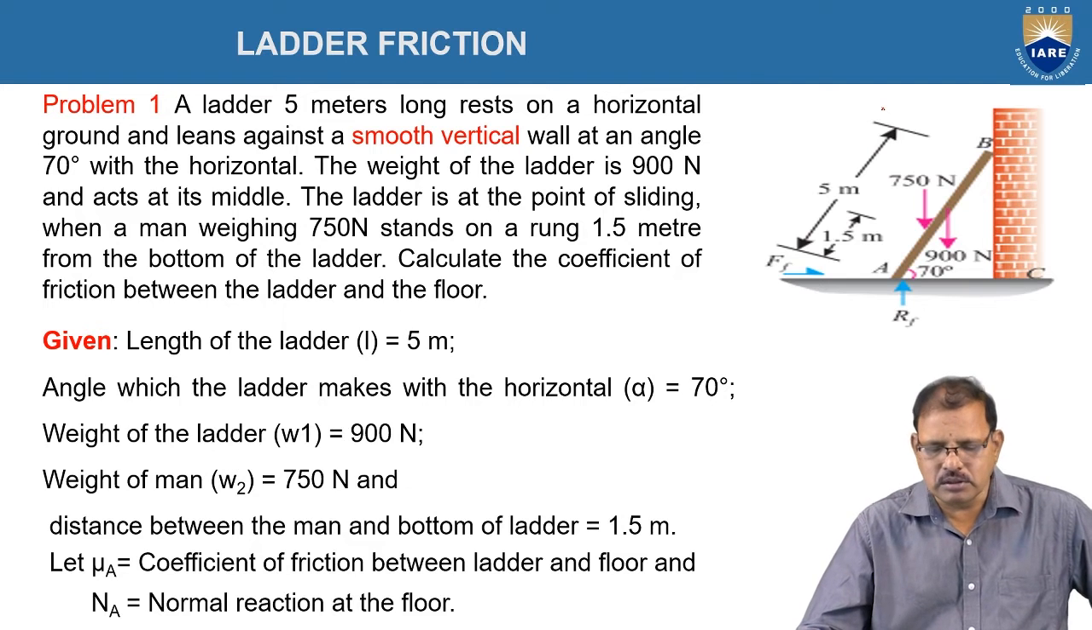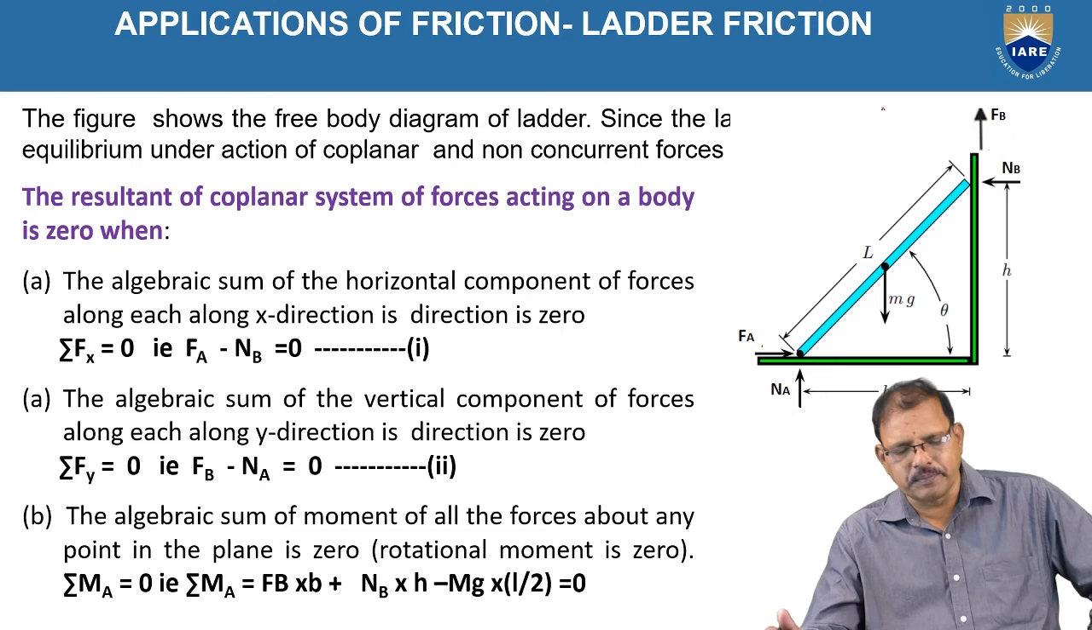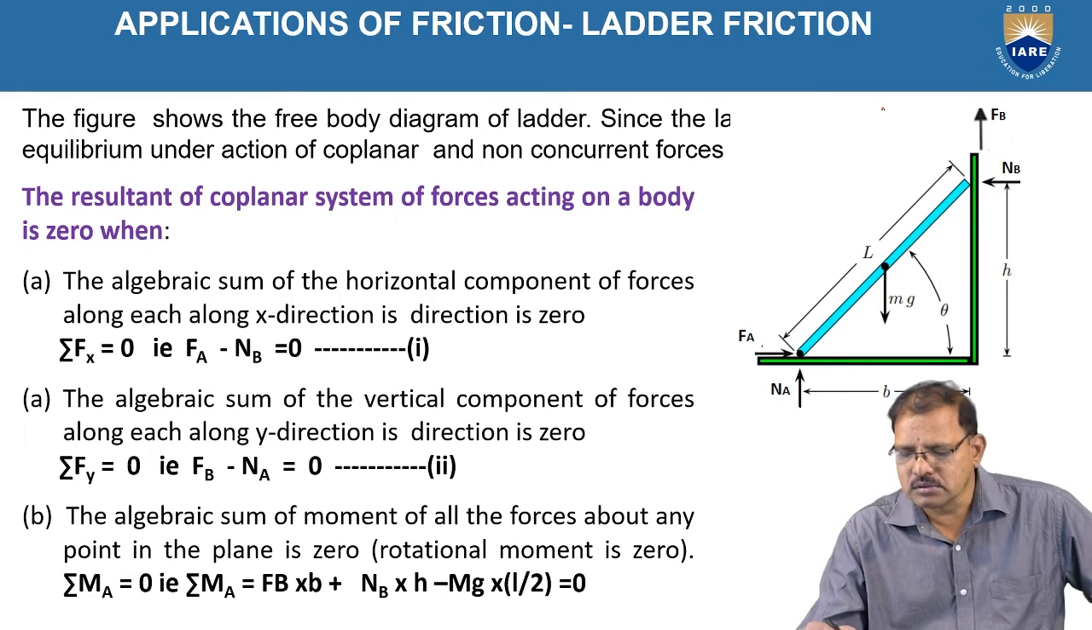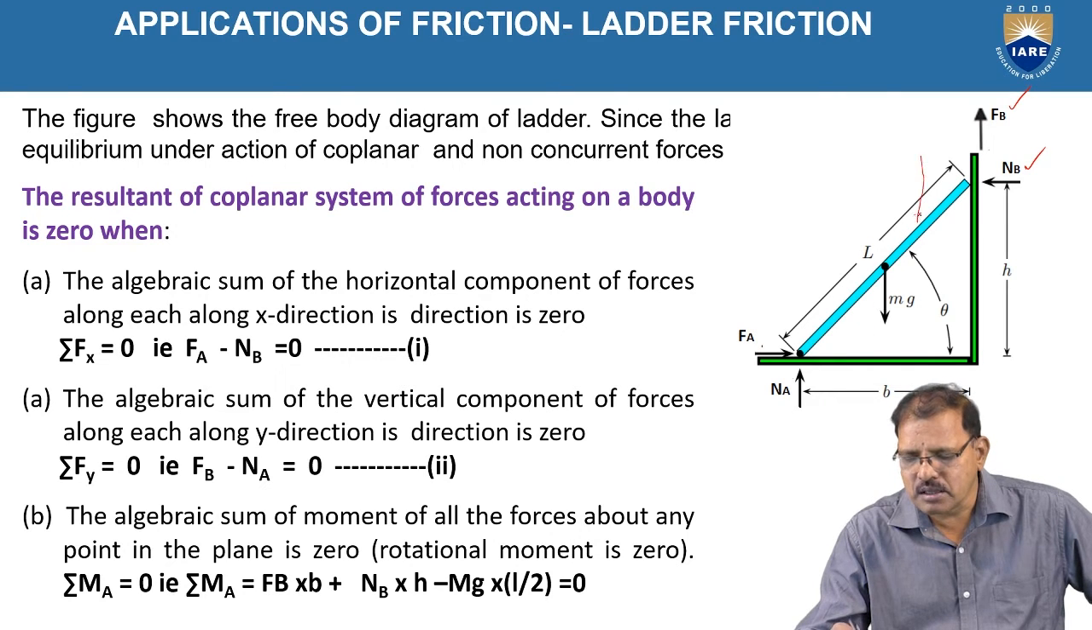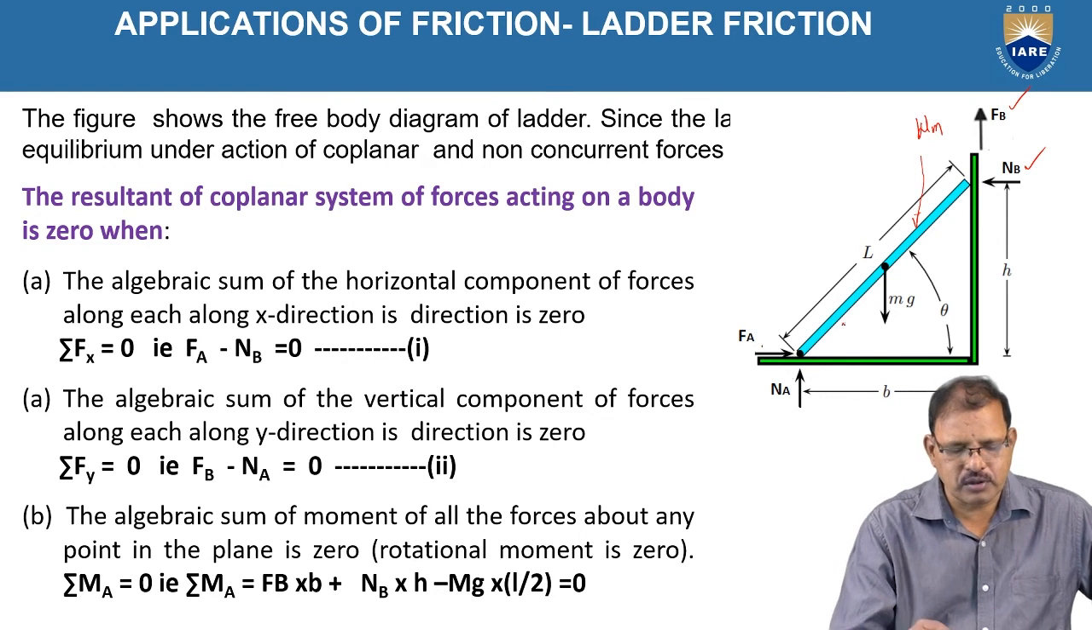Now I am taking one problem. This figure represents the free body diagram of the ladder. FB is acting upward, NB is acting perpendicular to the wall, mg, the weight of the ladder, is acting downward, and W represents the weight of the person. Now FA and NA at A are the friction force and normal reaction.